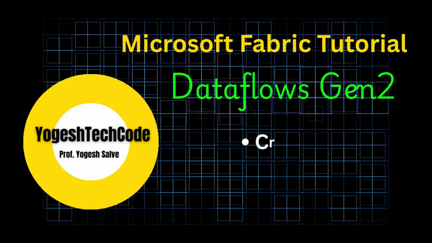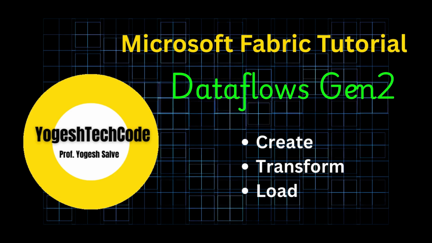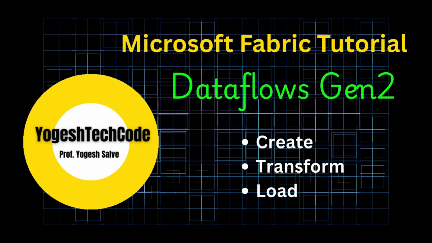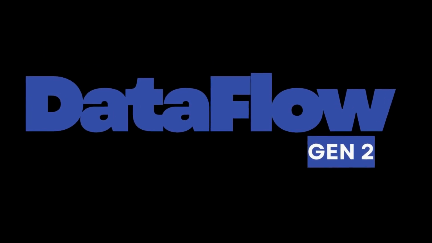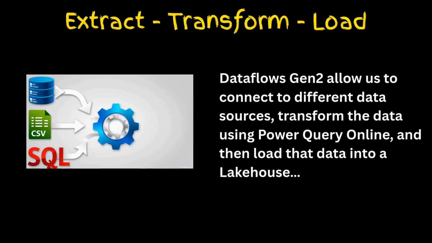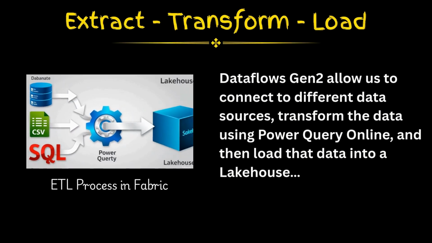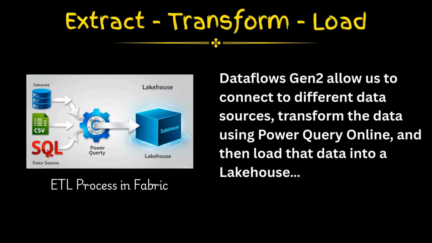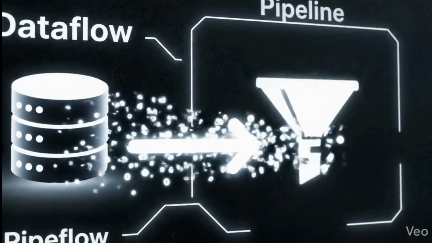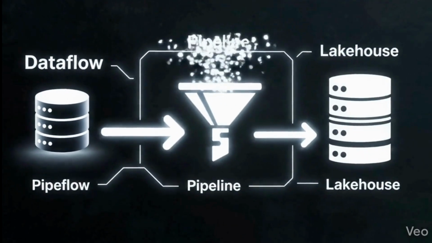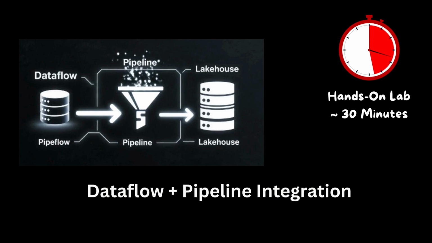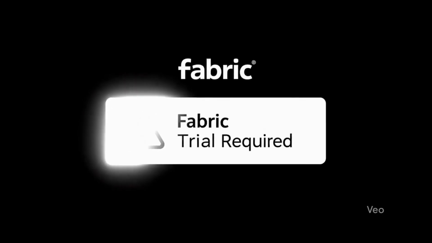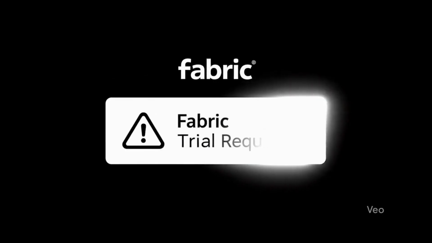In this video, we're going to learn how to create and use Dataflow Gen2 in Microsoft Fabric. Dataflow Gen2 allows us to connect to different data sources, transform the data using Power Query Online, and then load that data into a Lakehouse or other analytical store. We will also see how to use a dataflow inside a data pipeline. This is a hands-on lab, and it takes approximately 30 minutes to complete. To follow along, you need a Microsoft Fabric trial enabled.